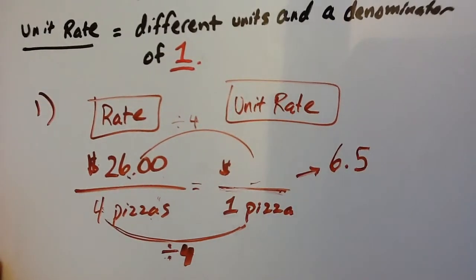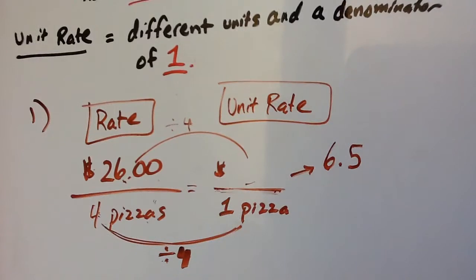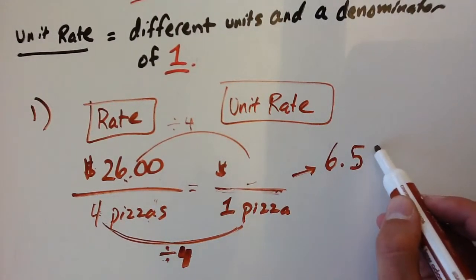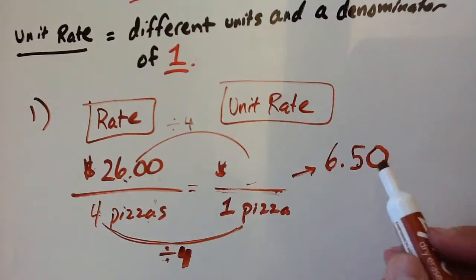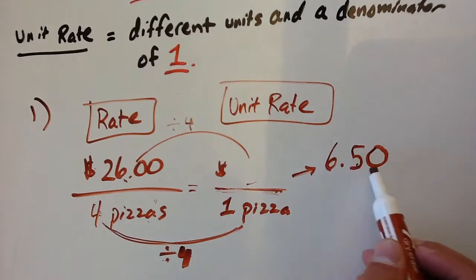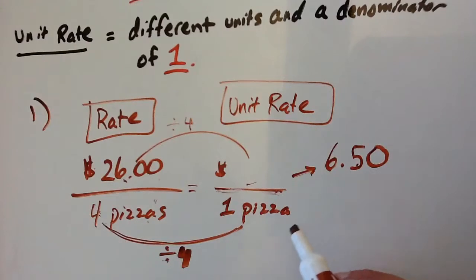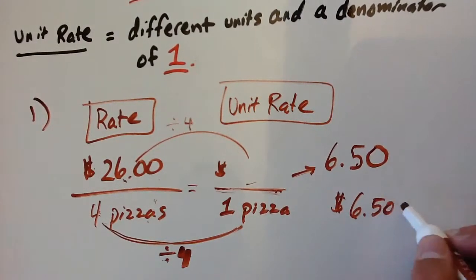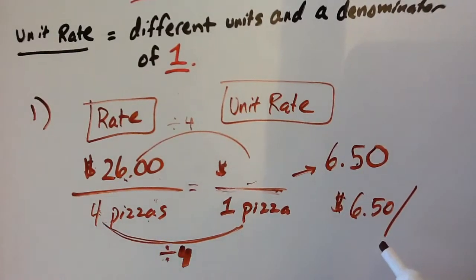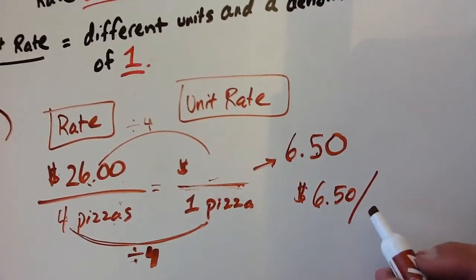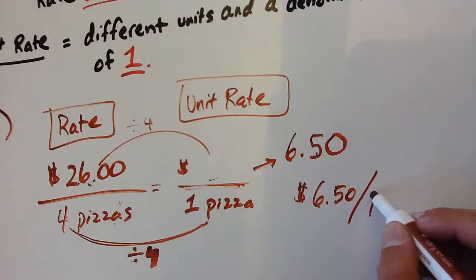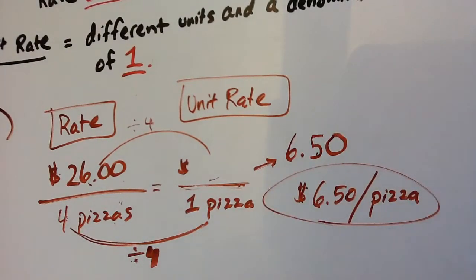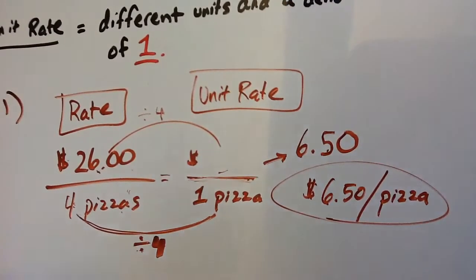Now, let's make sense of this. If I'm talking about money, how much money is this? Well, after this 5, I can add a placeholder 0, right? And so it's $6.50 is how I would read this. So what is the cost per pizza? It is $6.50 per, okay, this is a diagonal fraction bar, which you can read as per, $6.50 per pizza. This is the unit rate, or in this case, the unit price.